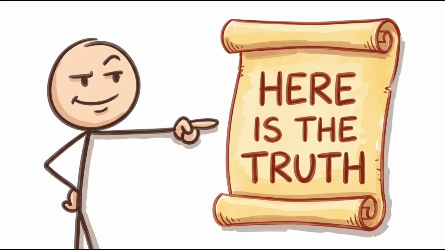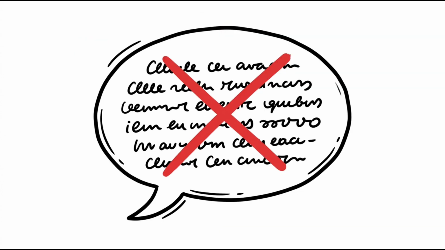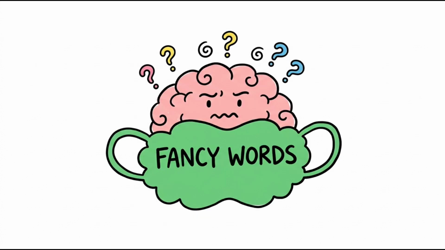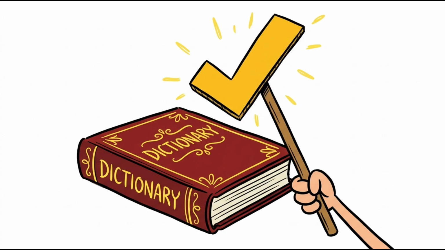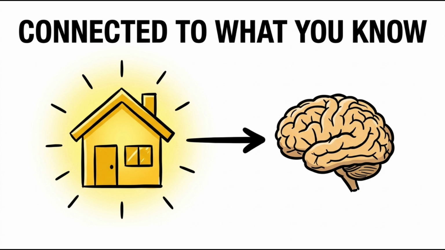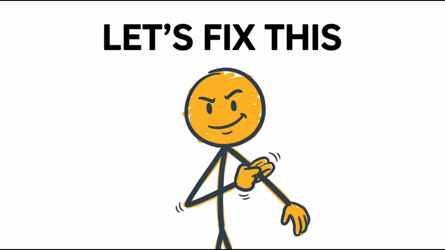Here's the truth. If you can't explain something with a simple, everyday example, you don't actually understand it yet. You just understand the fancy words around it. Big, complicated language feels like understanding, but it's usually a costume. Real understanding sounds boring and simple because it's connected to something you already know. So today, let's fix Sam's rocket problem.